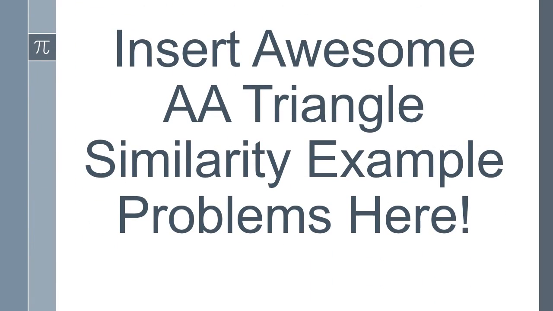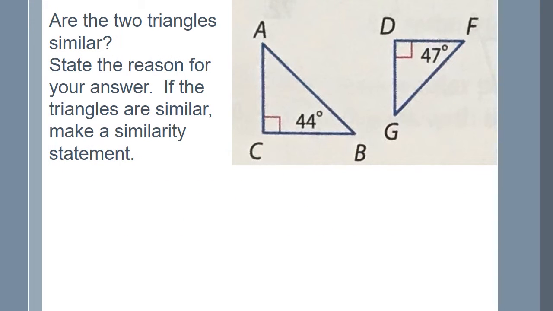So let's insert some awesome angle-angle triangle similarity example problems here. Are these two triangles similar? State the reasons for your answer. If the triangles are similar, make a similarity statement. Well, we can look here and we can see that two of these angles are indeed congruent, right? We have the two congruent right angles. So we have this angle here and this angle here.